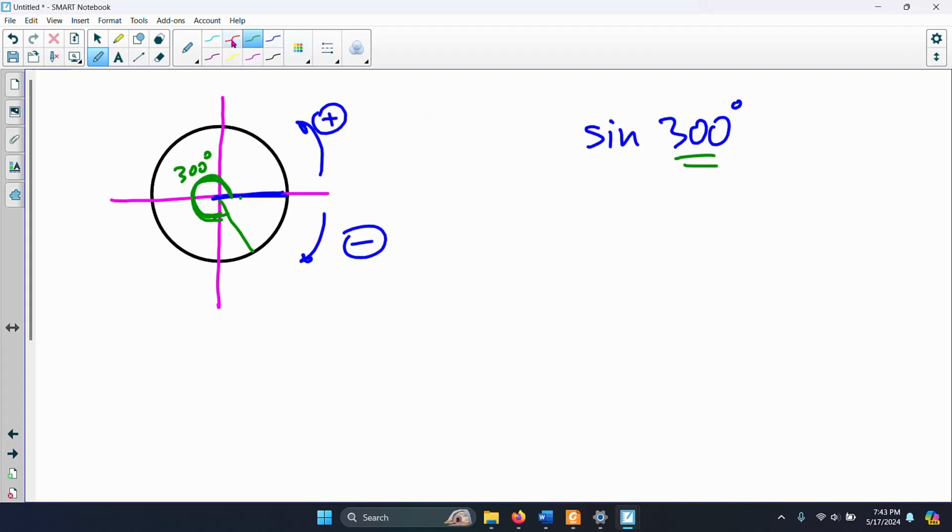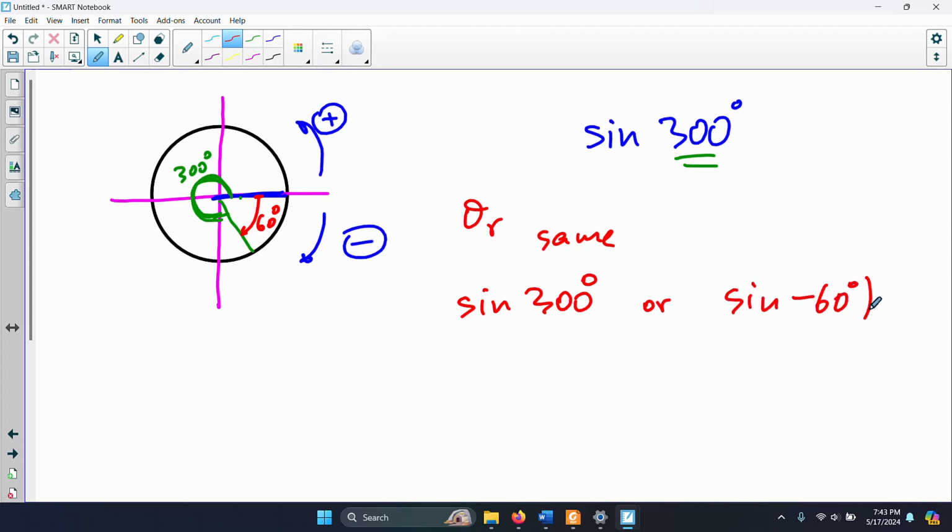On the other hand, how else could I have gotten here? Well, I could have gotten here by starting here, but in a negative spin, a negative direction, by 60 degrees. So the reference angle, theta r, because we end up at the same location, will be the same for sine of 300 degrees or sine of negative 60 degrees. It's the same reference angle, and the reference angle will be 60 degrees.